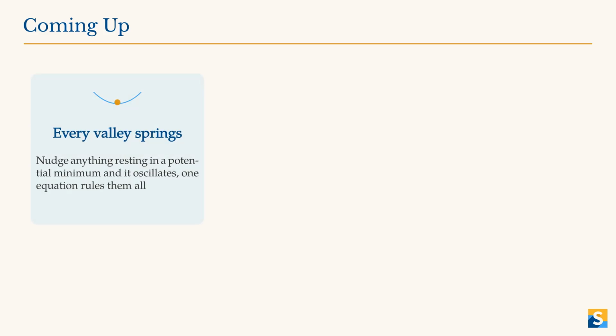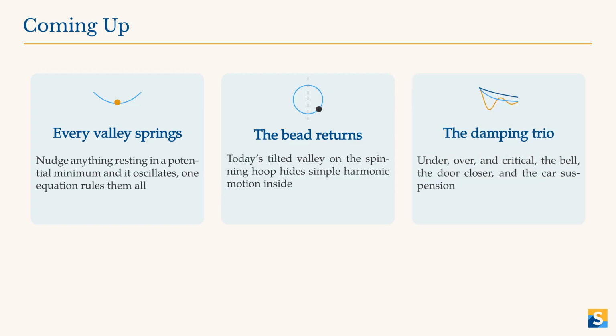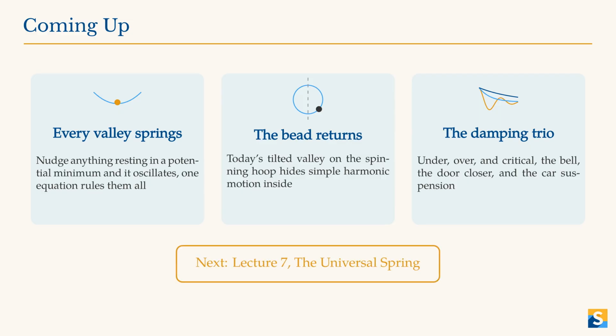Next time, the universal spring. Every valley in physics, once nudged, oscillates, and one equation rules them all. We will find simple harmonic motion hiding inside every potential minimum, including today's tilted valley on the spinning hoop. And we will meet the 3 fates of damping, under, over, and critical. The difference between a bell, a door closer, and a car's suspension. Bring a steady heartbeat. Next lecture refuses to sit still.